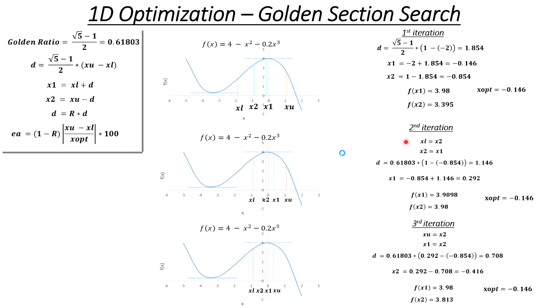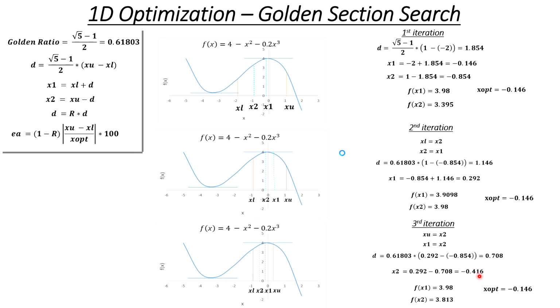And much like we did with the second iteration, we're going to calculate the new x2. And before we calculate the new x2, which is defined as the upper limit minus d, we have to calculate the new d, because the distance between the upper and lower limit has changed. So we calculate the new d. The upper limit is 0.292, lower limit is -0.854. That gives us a new d of 0.708. And we use this to get the new x2, which is the upper limit at 0.292 minus d at 0.708, which gives us -0.416.